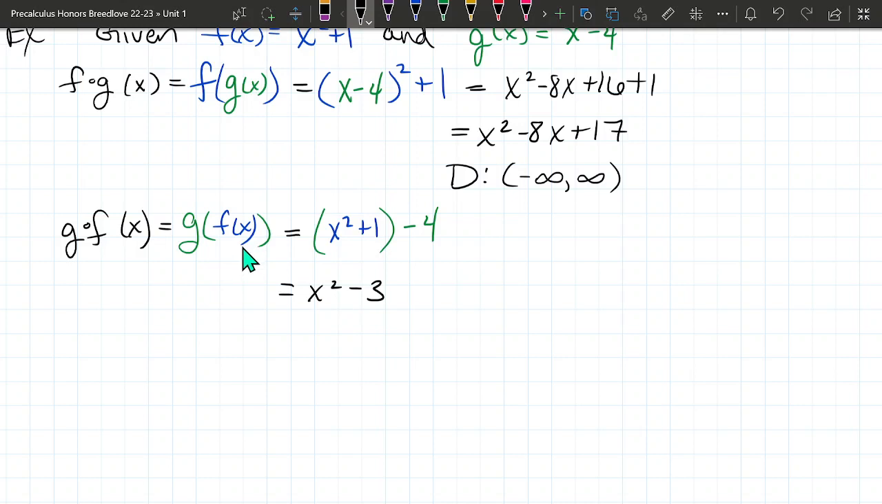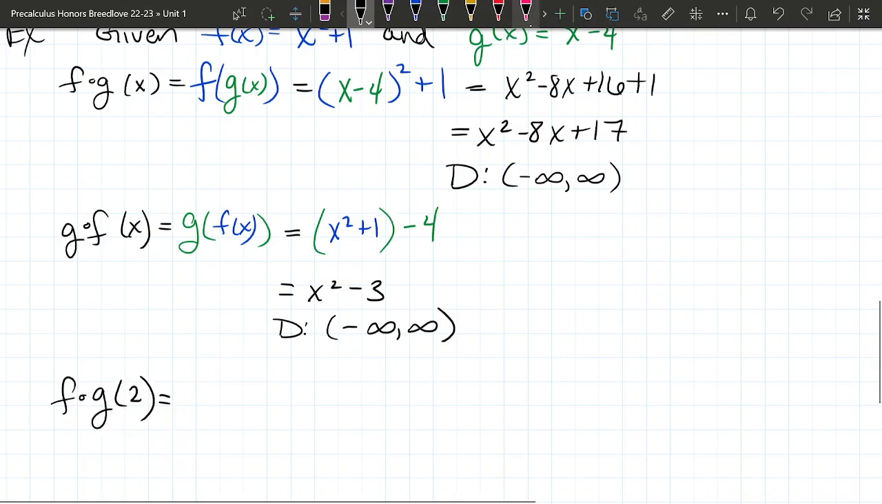The domain of the f function, which is the one that's going inside, is all real numbers, and this also matches all real numbers. So the domain is negative infinity to infinity. And then we're also going to evaluate this one for f of g of 2. Well, since we already have done f of g of x, we don't need to redo the composition f of g because we already have it. It's right here.